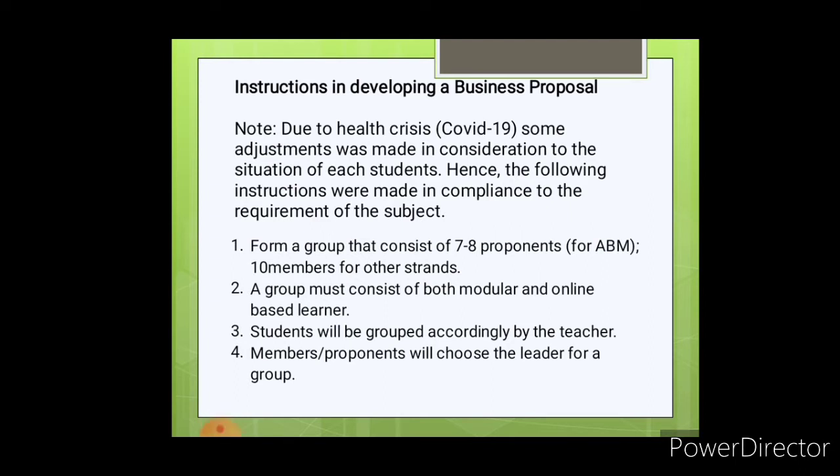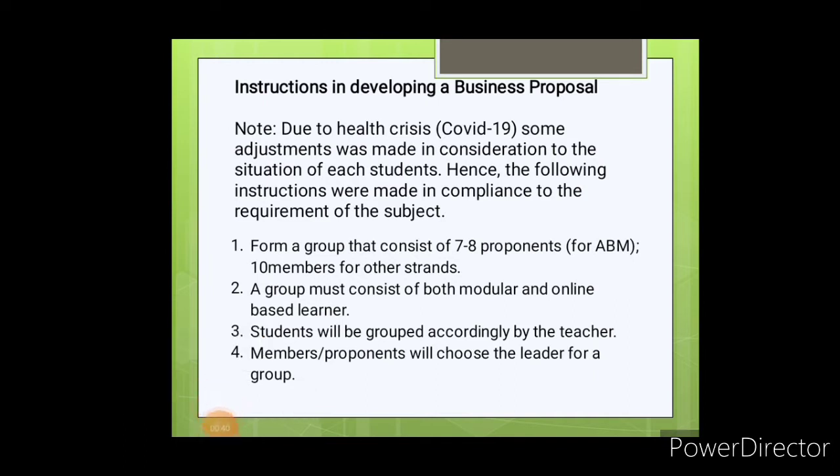Today we will be discussing the different instructions, guidelines, standards, and rubrics in accomplishing your business proposal. Okay, so let's begin. There's a note here that due to the COVID-19 health crisis, some adjustments were made in consideration of the situation of each student. Hence, the following instructions were made in compliance with the requirements of the subject entrepreneurship.